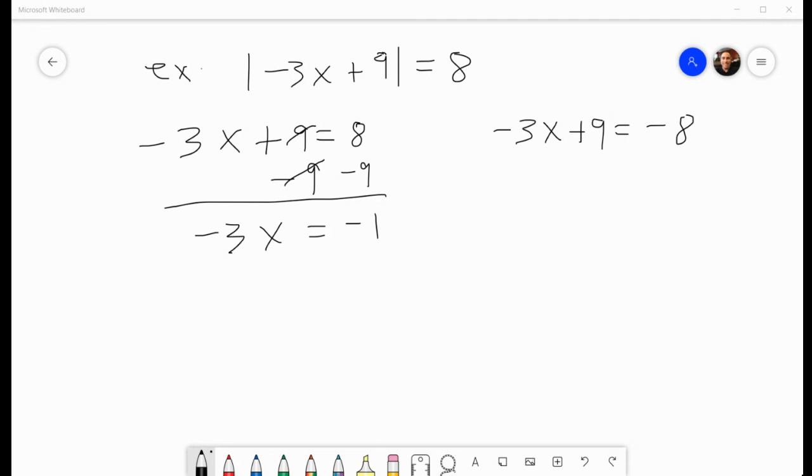And then, how do we get x all alone? Well, we divide by minus 3, like so. We divide by minus 3, because now the minus 3's cancel. We get x equals negative 1 over negative 3. So it says 1 over 3. So we get a third.